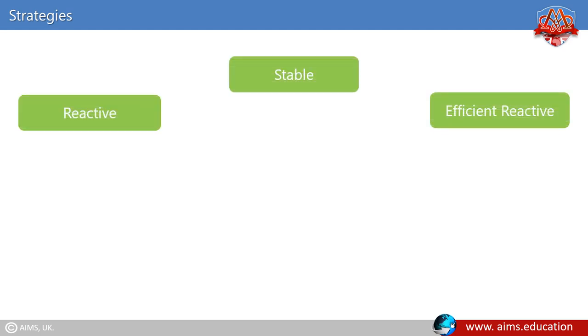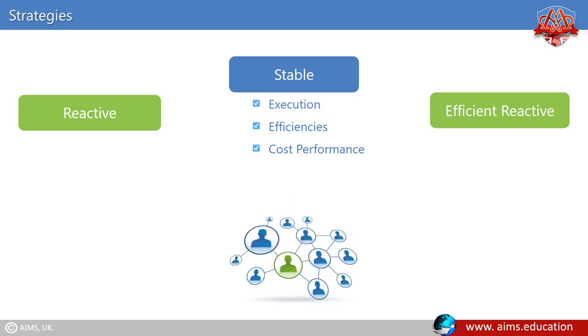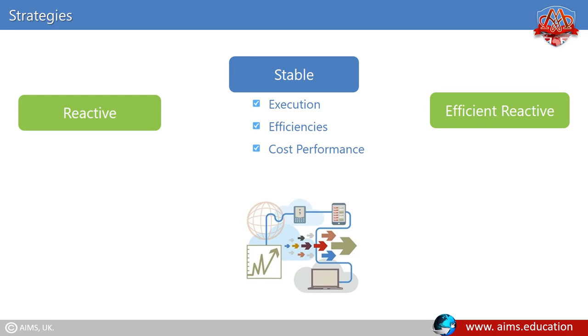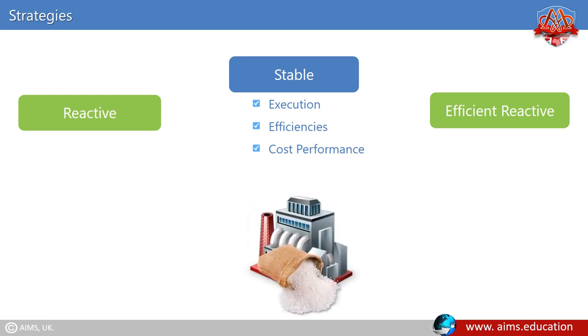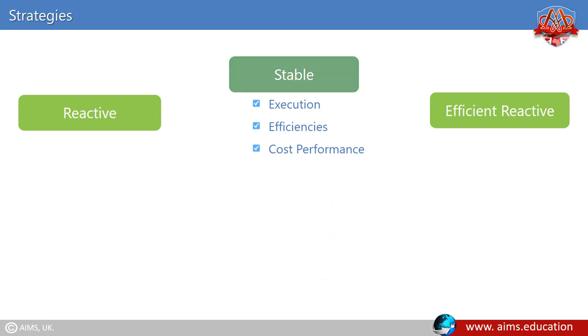Strategies. There are three types of supply chain strategies: stable, reactive, and efficient reactive. Stable supply chain strategy is appropriate for chains that are focused on execution, efficiencies, and cost performance. They use simple connectivity technologies and have little need for real-time information. For example, table salt manufacturer uses scale production and dedicated capital assets.